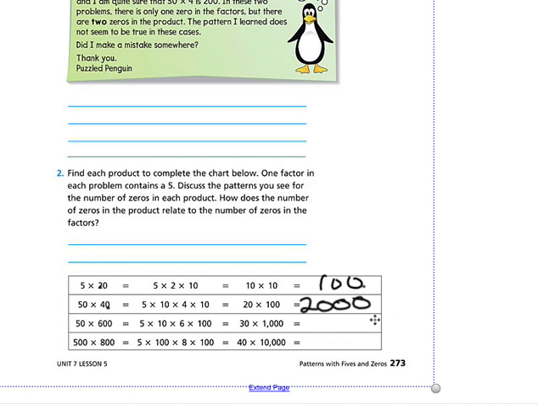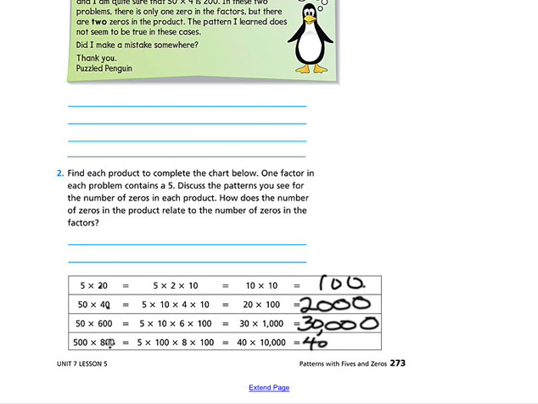Let's take a look here. 1, 2, 3. So we know we're going to have at least 3. And then we know because 5 times 6 is 30 that we're going to have 1 more 0. So when we are multiplying by 5 and there's a 0, we know we're going to get 1 more 0 than what is in our factors. Does that make sense? So this one, 5 times 8 is 40. And then we have 1, 2, 3, 4 zeros. So I did my 40 first from 5 times 8, and then I wrote the rest of my zeros.